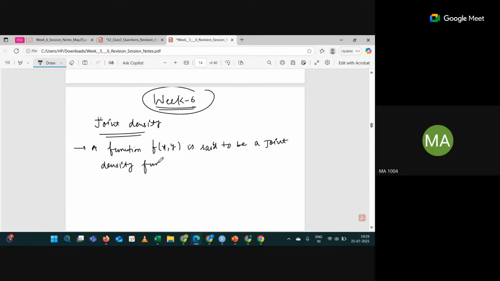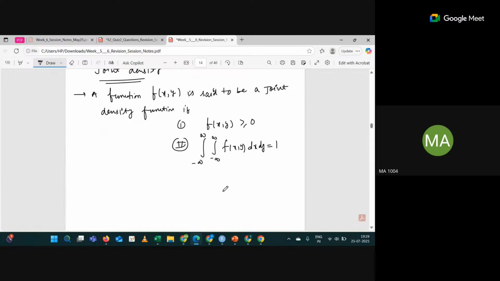Okay. Joint density function: first thing, f(x, y) is greater than or equal to 0. Basically, you have to check the validity, and the double integration, since we are dealing with two continuous random variables. So the double integral of f(x, y) dx dy should be equal to 1. This is the limits of x, and this is the limits of y.